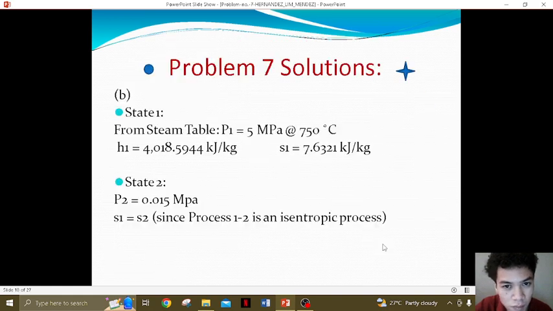Then here in the problem B solutions, for state 1 from the steam table, pressure 1 is equal to 5 MPa at 750 degrees Celsius. Then your H1 there is equal to 4018.5944 kilojoule per kilogram. Then your S1 there is equal to 7.6321 kilojoule per kilogram. In state 2, we have your P2, pressure 2, equal to 0.015 megapascal. Now since S1 is equal to S2, the process is an isentropic process.